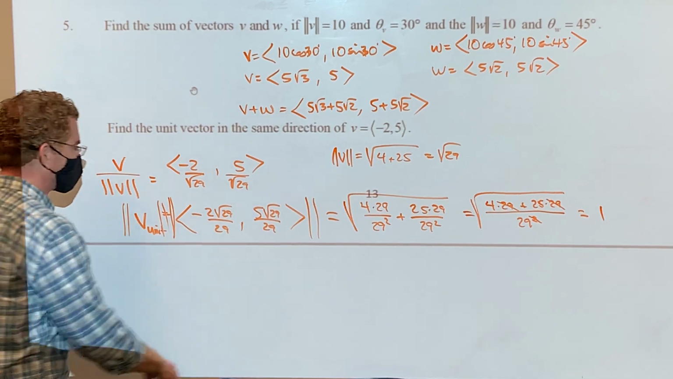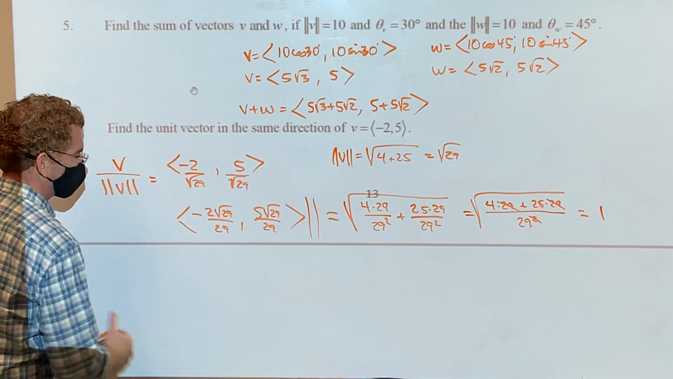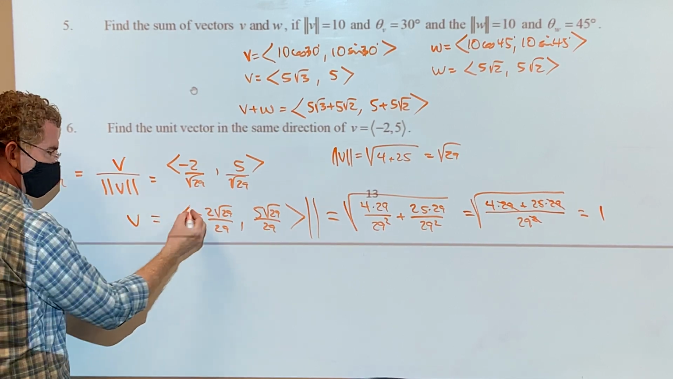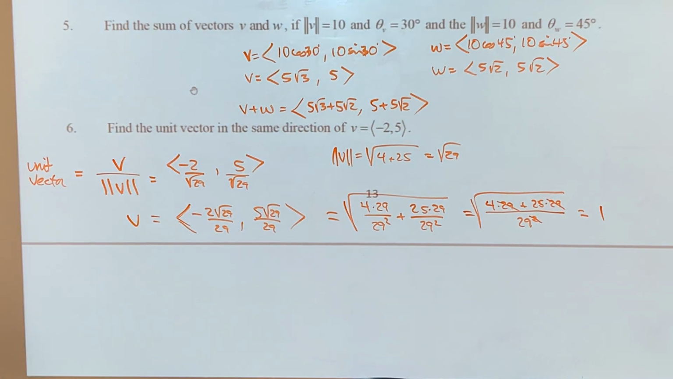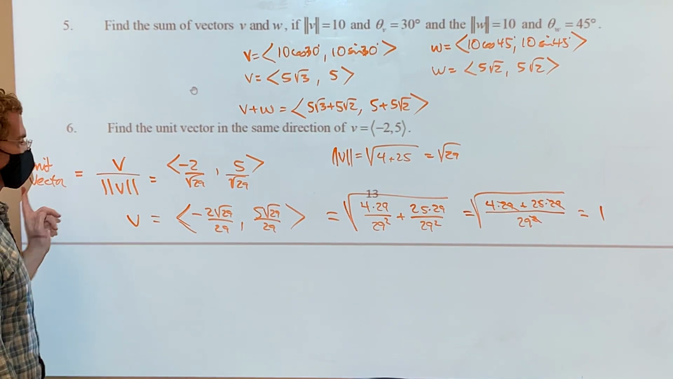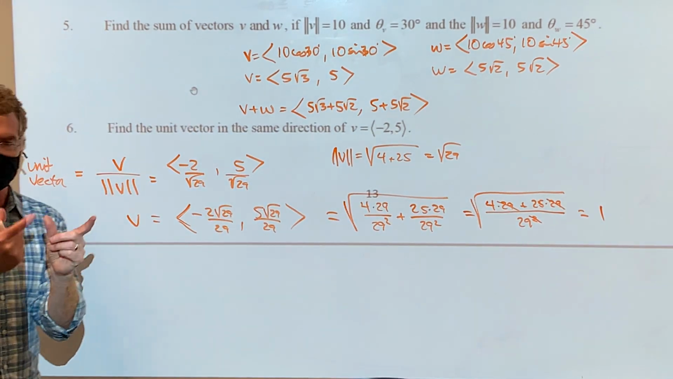But the actual unit vector is just this. Okay? It's just that thing. So for you, add that to your list. And by the way, it's in your formula sheet I gave you. To find a unit vector, just take a vector and divide it by its magnitude. And you will shrink it down to a length of 1.